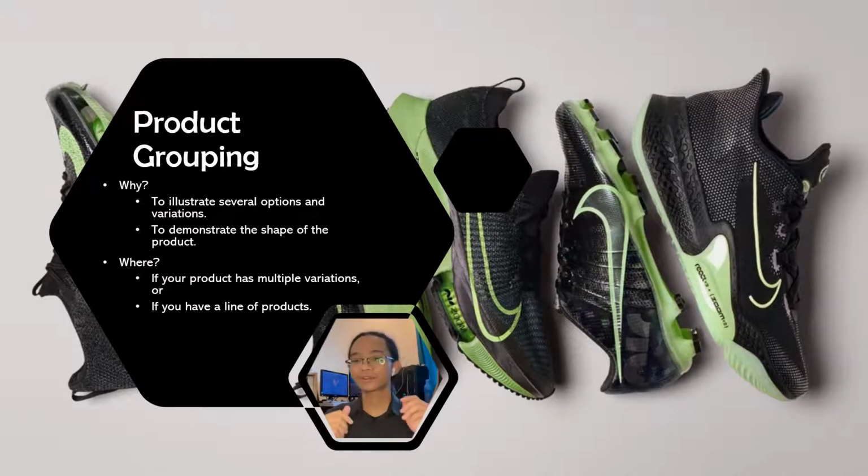Now, product grouping is actually a very key technique in taking product photography. The reason is very simple. It helps illustrate to your customers, to your viewers, several options and variations. You can see in one photo all the possible color combinations or variations of your product. Let's say you're selling a shirt, you might want to see all the designs of the shirt. So that is why it is important to have grouped product photos.